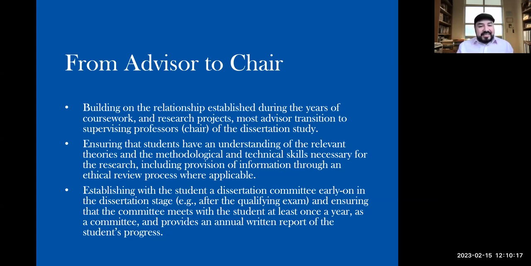One of the key things is to ensure that students have an understanding of the relevant theories and the methodological and technical skills necessary for the research, including the provision of information through an ethical review process where applicable. You have to go through the IRB. And hopefully as you engage in research projects, research designs, co-presenting, and co-researching with your advisor, you're able to learn from every opportunity, which will help you get better prepared when you start doing the research study independently through a dissertation study.